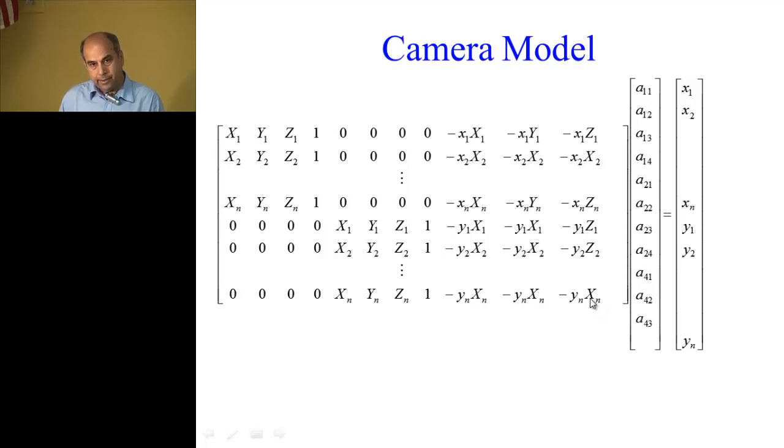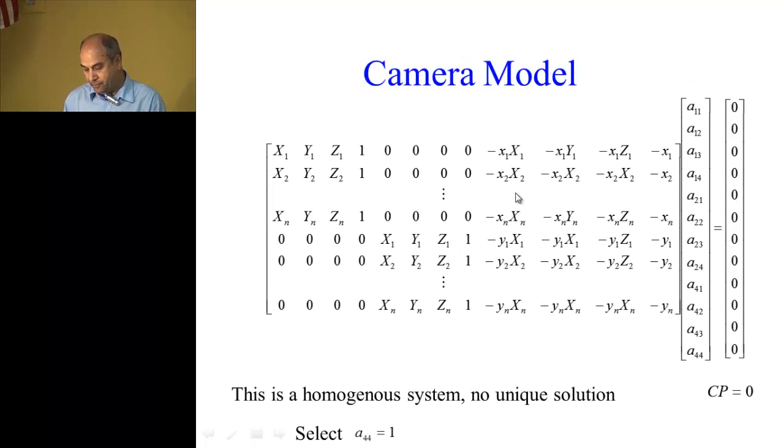No. Let's listen carefully. See, what we have is our system. In all these we know everything here. We know the uppercase X, Y. We know the small ones. You know everything. The unknowns are these 12 unknowns. So I'm saying let's select A44 as 1. So now we have 11 unknowns. Therefore, if this is 1, then the system is saying that the first equation is x1 a11 plus y1 a12 plus z1 a13 and all this, and this is now minus x1 is equal to 0. That's the first equation.